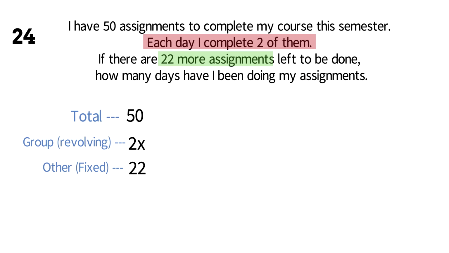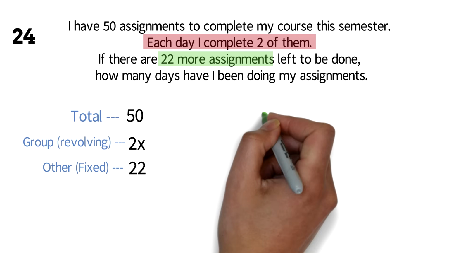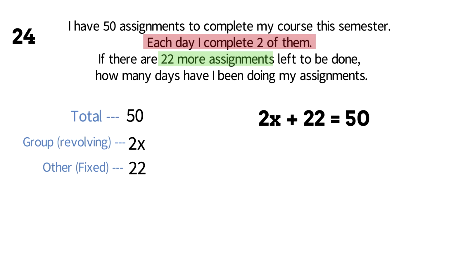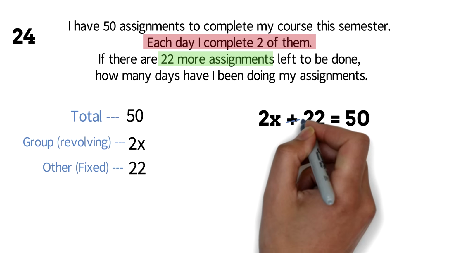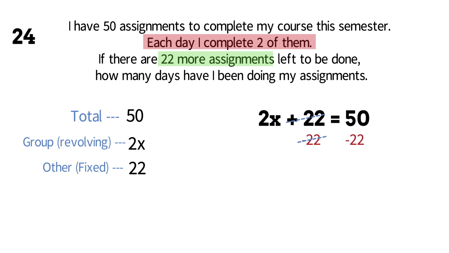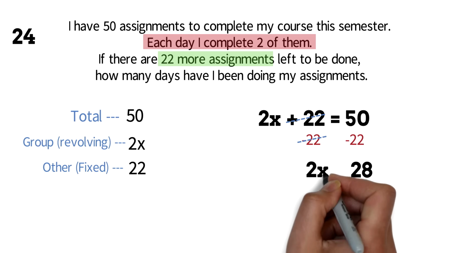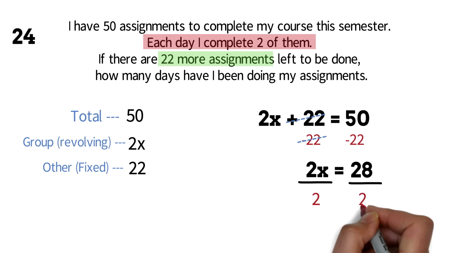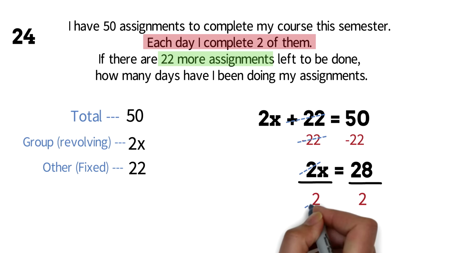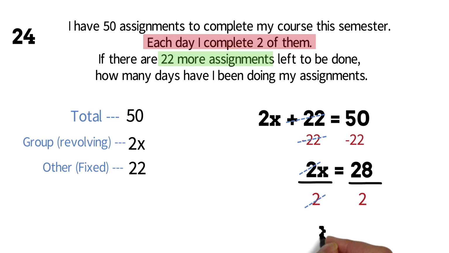We can write our two-step equation. We have 2x plus 22 equals 50. We subtract 22 from both sides. The 22 will cancel out. 50 minus 22 is 28. We have 2x equals 28. Next, we will divide both sides by 2. The 2 will cancel out. 28 divided by 2 is 14. This means that I have been doing my assignments for 14 days.